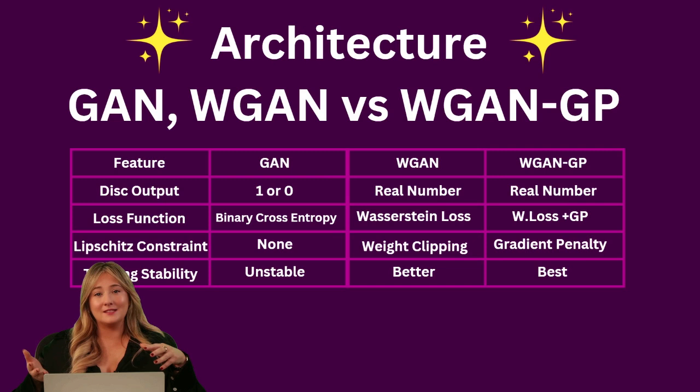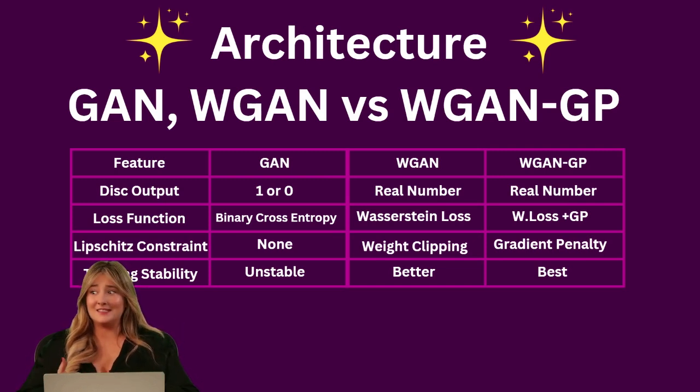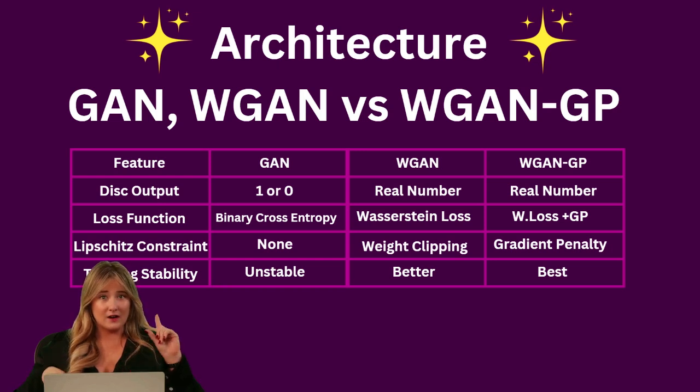So if we look at them all together, our GAN, our WGAN, and our WGAN-GP, keeping in mind that this is just 3 GANs. There's CGANs, there's VGANs, there's so many different types of GANs. But the 3 ones that we focused on here was our GAN, which is binary cross entropy, so it outputs a 1 or a 0. It doesn't have any Lipschitz constraint and it's actually quite unstable. Then we move on to our WGAN that has a real number outputted. It uses a Wasserstein loss, so an Earth mover's distance, as its loss function. It uses weight clipping as its Lipschitz constraint, and it's better when it comes to mode stability. And then our WGAN-GP is the same as a WGAN, but it uses a gradient penalty as its Lipschitz constraint.